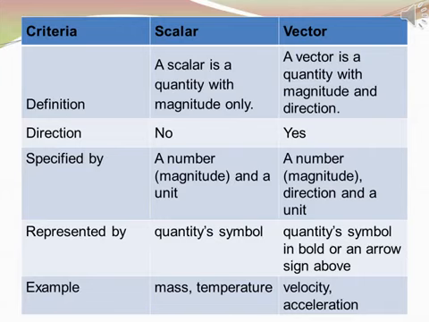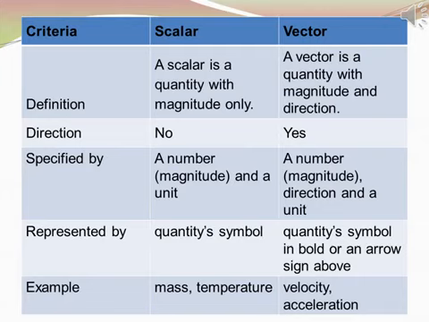Let us see a comparison between scalar quantities and vector quantities, which is given in this slide. What are the criteria given? First one is definition, second one is direction, third one is specified by, fourth one is represented by, and fifth one is example. In the previous session, you studied the first two criteria and the last criterion also.